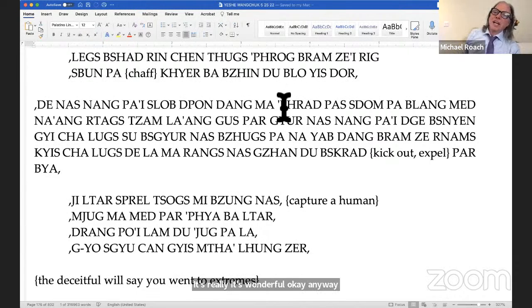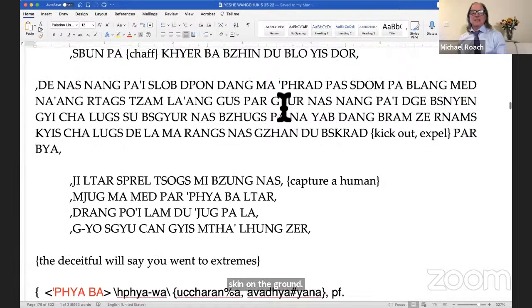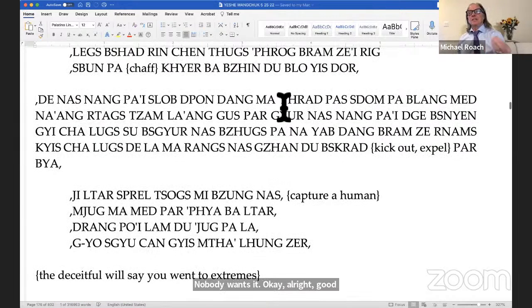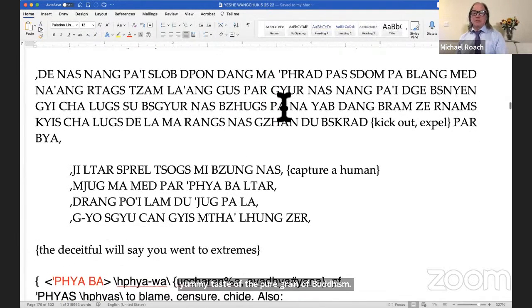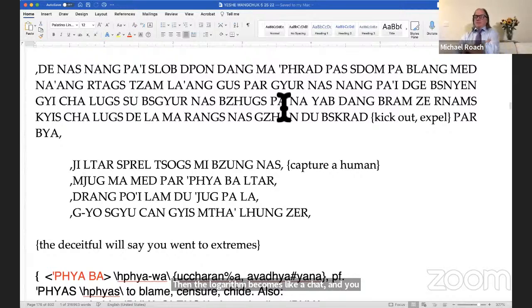Anyway, who cares where the chaff goes? No one goes, oh, look, the car came by, we lost the skin on the grain. Nobody wants it. Okay. All right, good. So once you got the yummy taste of the pure grain of the Buddhism, then the non-Buddhism becomes like chaff. And you don't care if you lose it.